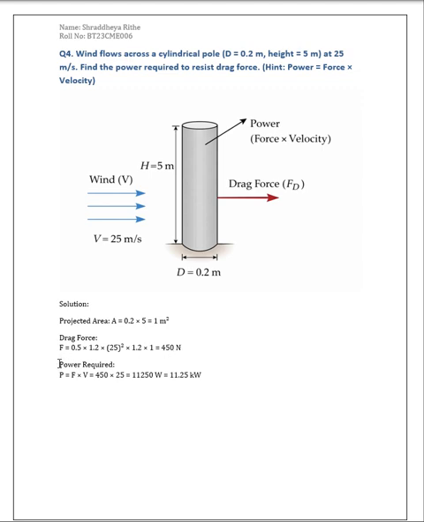And the power required is drag force into velocity. So the drag force was 450 into velocity 25 meter per second. So 450 into 25 meter per second, which is 11.25 kilowatts. That's it.